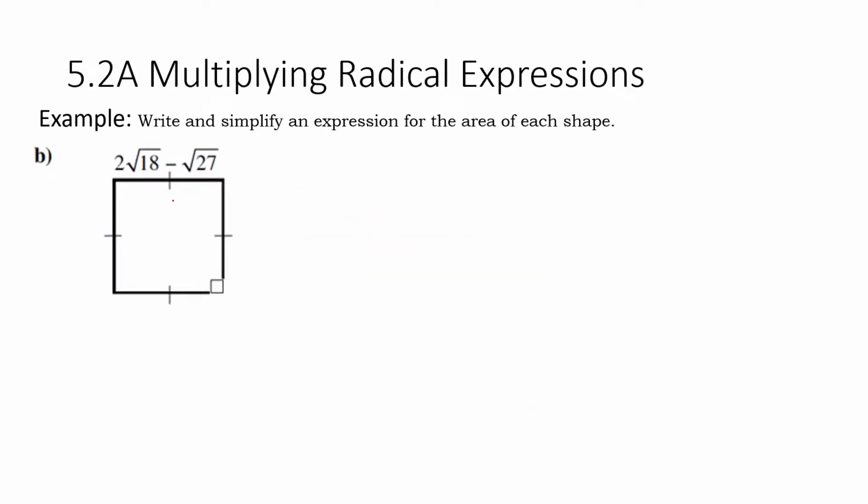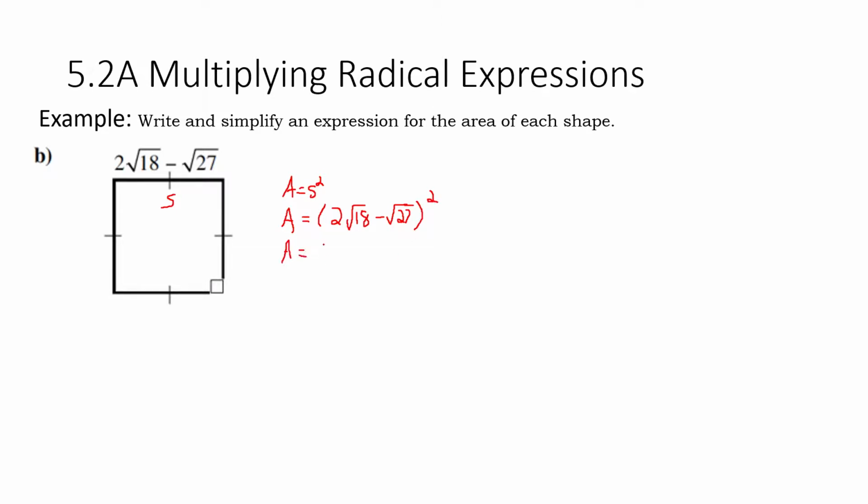So for a square, you have all 4 sides that are the same, so it's still area, but we just designate that side length. The area of a square is the side length squared. So let's substitute in our side length here. This is going to be 2 root 18 minus root 27. We could do some simplifying here, but why don't we save that till the end? That's squared. So let's rewrite that.